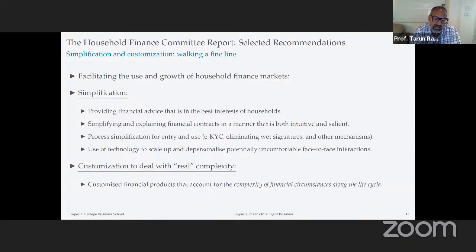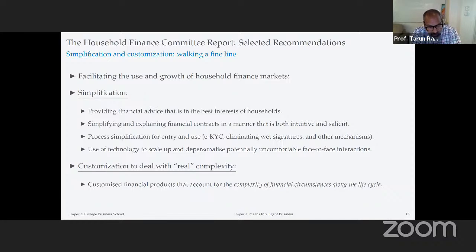And this is things like electronically enabled Know Your Customer requirements, eKYC, eliminating wet signatures and other mechanisms, and the use of technology to scale up and depersonalize potentially uncomfortable face-to-face interactions. Essentially, the idea was to make the household balance sheet that we see in India a little bit more future-proof. And so, we said these things in 2017, and while some measures have been taken, we are by no means as far as we need to be. And unfortunately, I think as a result of the pandemic, we will be facing some pretty adverse consequences as a result of this.